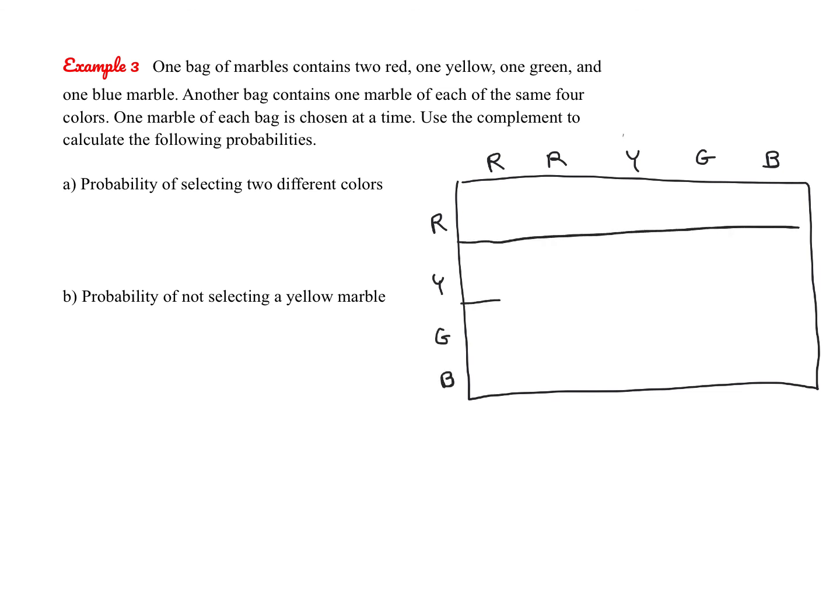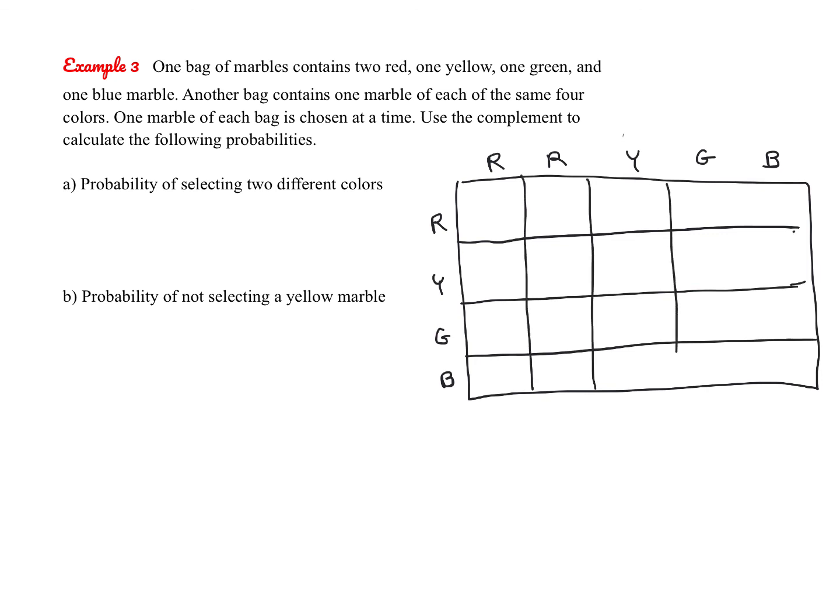So if I make a chart like this, this would give me all of the possible outcomes. So we have 20 possible outcomes here. This box would be RR, RR, RY, RG, RB. We could fill them in, or you can just visualize where they are.